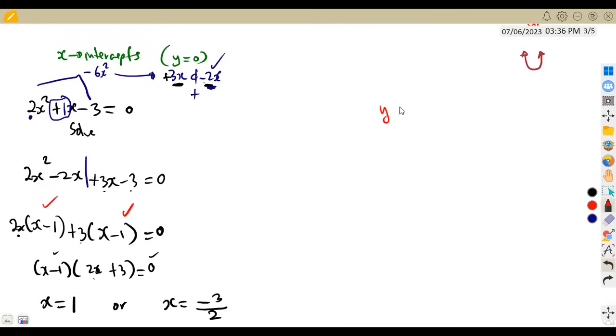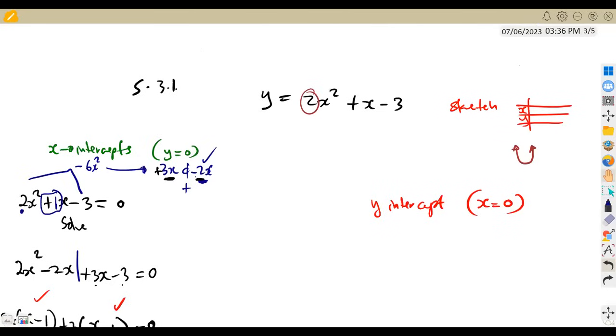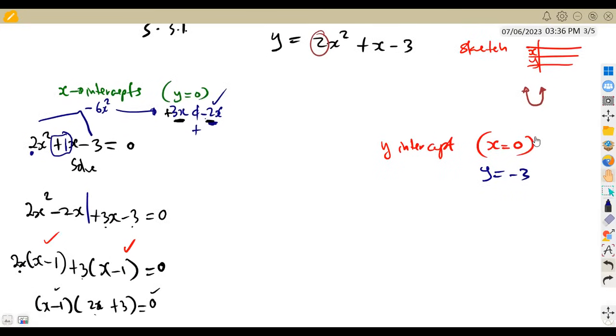Then we also need the y-intercept. The y-intercept is at a condition where x is equal to 0. So when x is equal to 0, you can simply see that if we substitute here, x being 0, we're going to remain with minus 3. So we are going to remain with y being equal to minus 3. So this is what we have, and with this information we can sketch our graph.